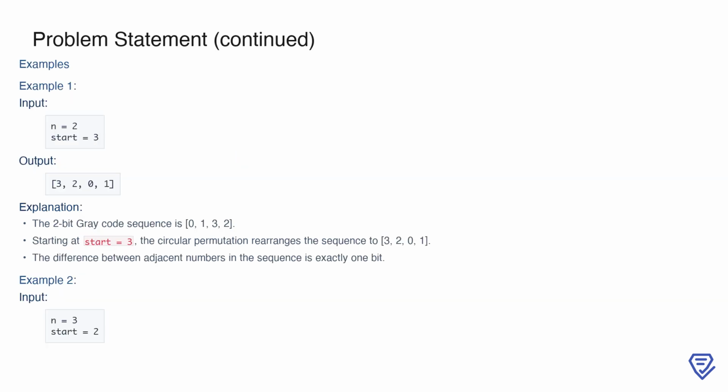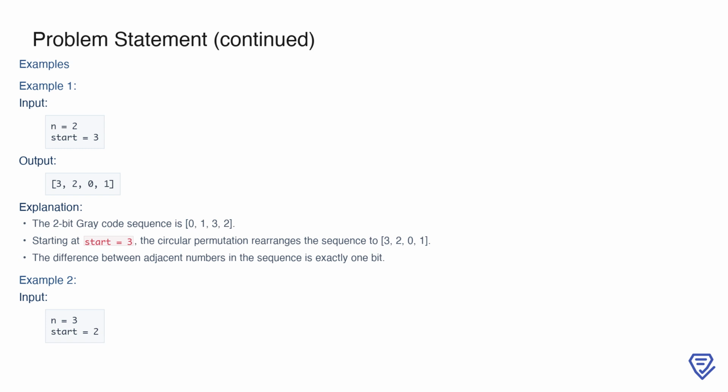To make this more concrete, let's look at an example. Suppose n is 2 and start is 3. For n equals 2, the gray code sequence is 0, 1, 3, 2. Since the sequence must begin with start, which is 3, we rearrange the sequence to 3, 2, 0, 1. Notice how each pair of adjacent numbers in this sequence differs by exactly 1 bit.